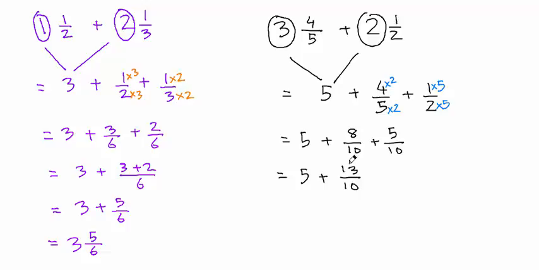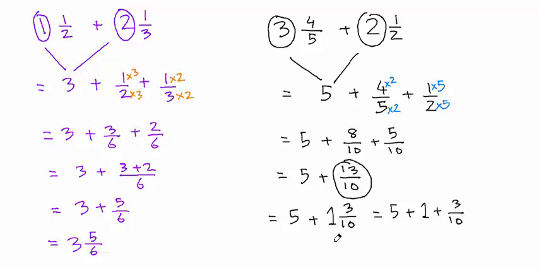Now this is an improper fraction. Therefore, you want to change this to a mixed number. This is going to be equal to 5 plus 13 divided by 10 is 1 whole, and the remainder is 3, and you have the same denominator, 10. So this is equal to 5 plus another whole, plus 3 over 10, which simplifies to 5 plus 1 is 6 and 3 tenths. That's how you add mixed numbers.